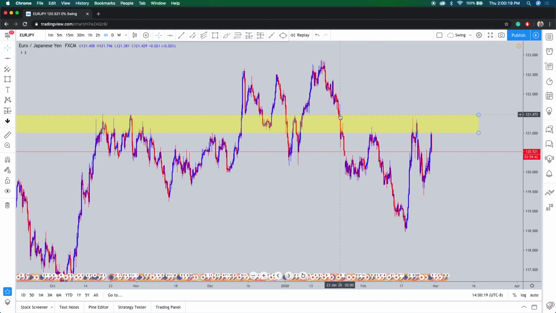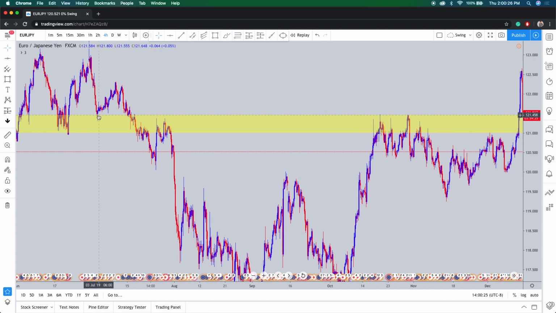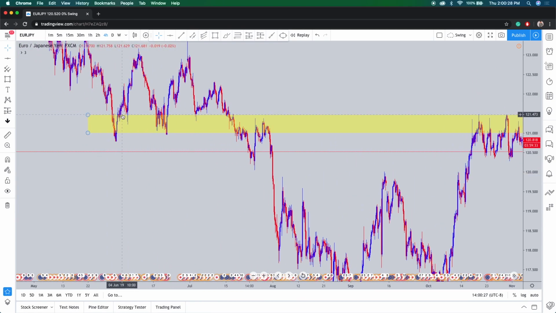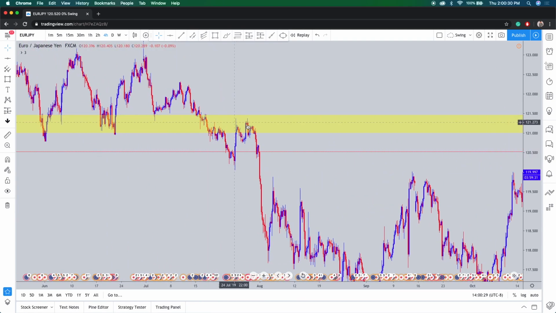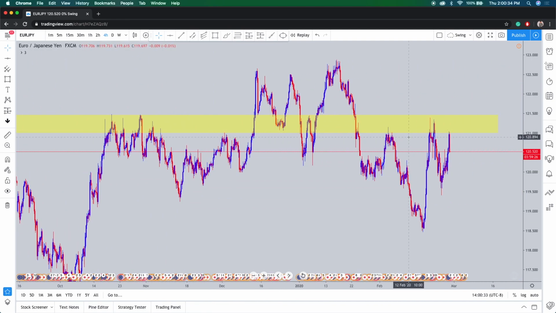So price interacted with it, interacted with it, interacted with it, interacted with it. And if you zoom in, you can see even smaller places, right? So that's the top range, the bottom range. And it's almost exact. It's almost exactly on this area.